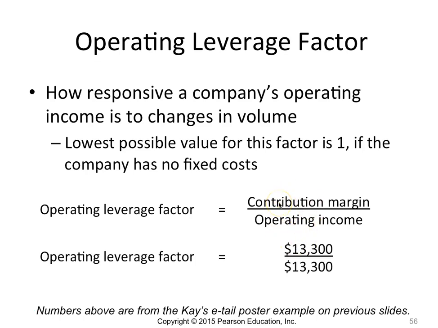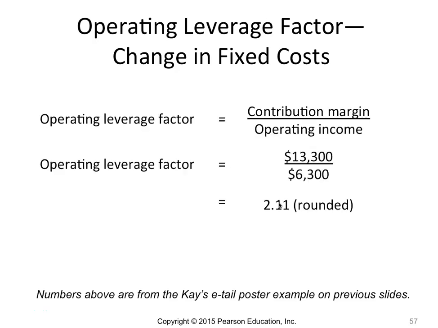So here's a 1 if it's a 0. But if it's not 0, and then we get to some smaller number in the operating income, then we'll get to 2.11, for example. This one is the operating leverage factor.